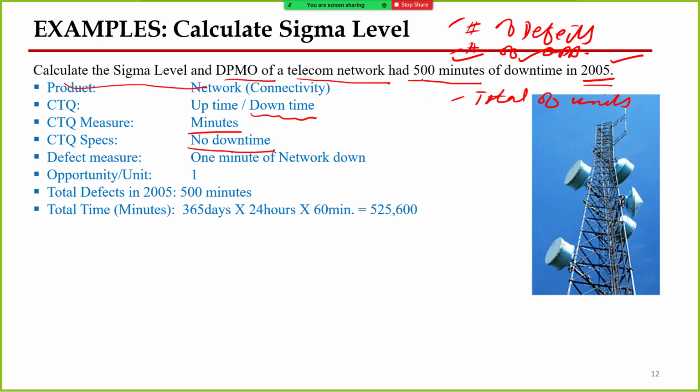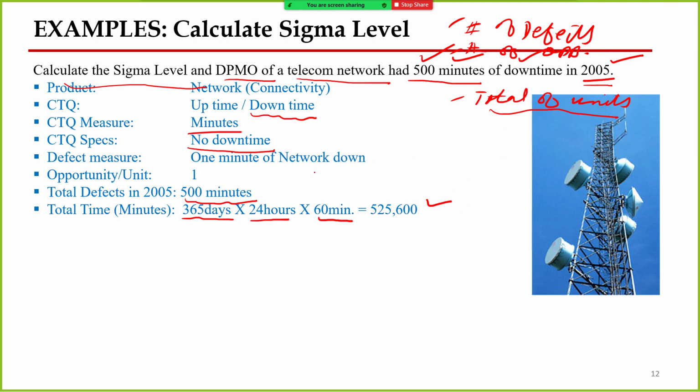Now the number of defects are going to be 500, because in the year 2005, this network is down for 500 minutes. So that means the number of defects are 500 minutes. Now we are interested to find out the total number of units. So in a year, how many minutes do we have? We know there are 365 days in a year, and in a day, how many hours, and in 1 hour, how many minutes. By multiplying these, we would be able to get the total number of minutes. So that is basically the total number of units.